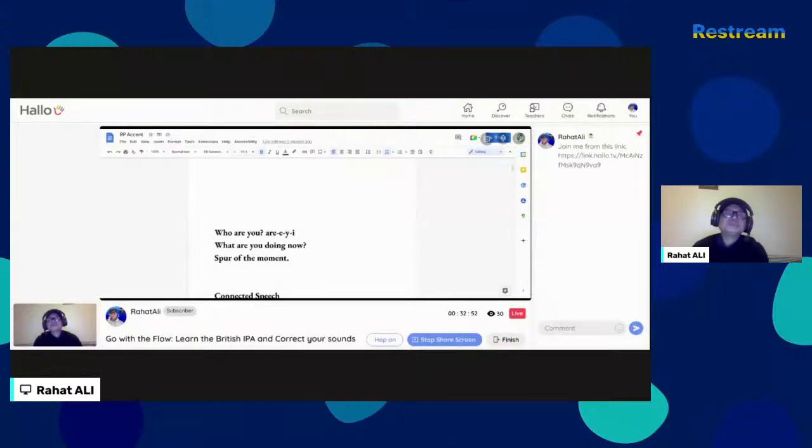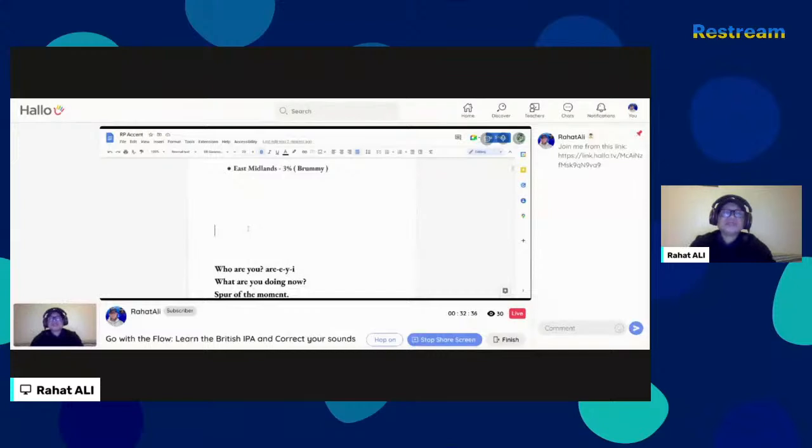If you remember the rules once again, vowel consonant, vowel or vowel consonant, we just bring the words and pronouns together because it's the rule of connected speech.